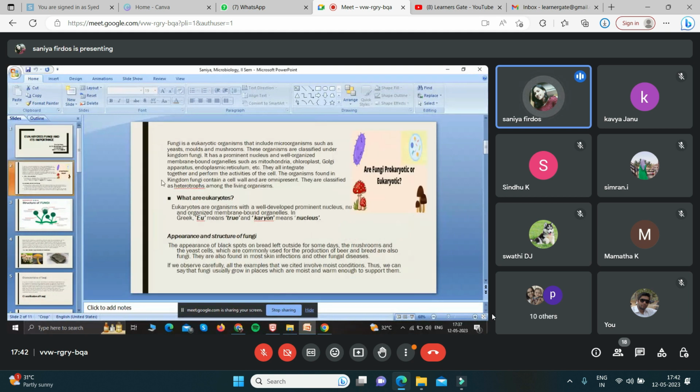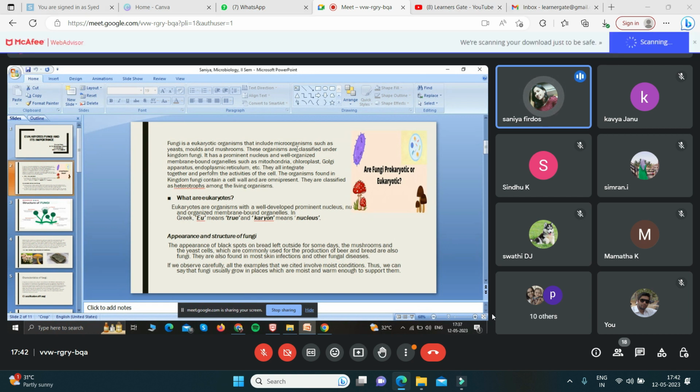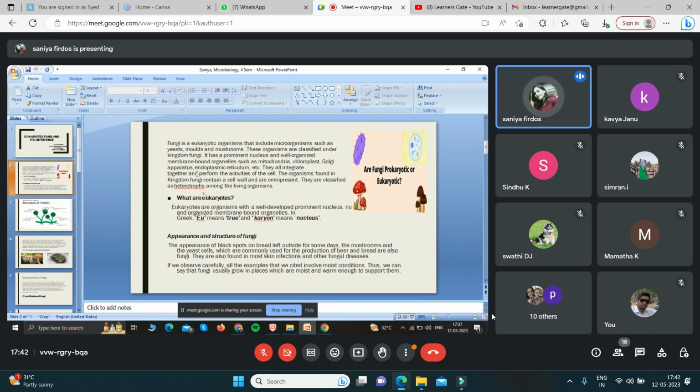So, let's talk about fungi, which is a eukaryotic organism that includes microorganisms such as yeast, molds, and mushrooms. These organisms are classified under kingdom fungi. It has a prominent nucleus and well-organized membrane-bound organelles such as mitochondria, chloroplast, Golgi apparatus, endoplasmic reticulum, etc. They all integrate and together perform the activities of the cell.